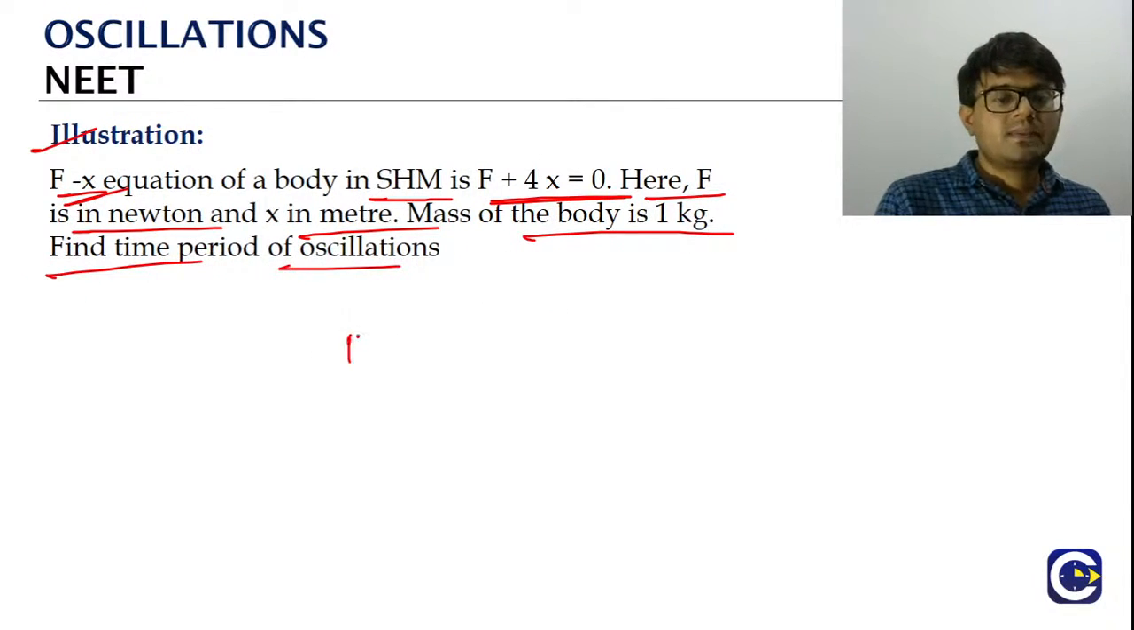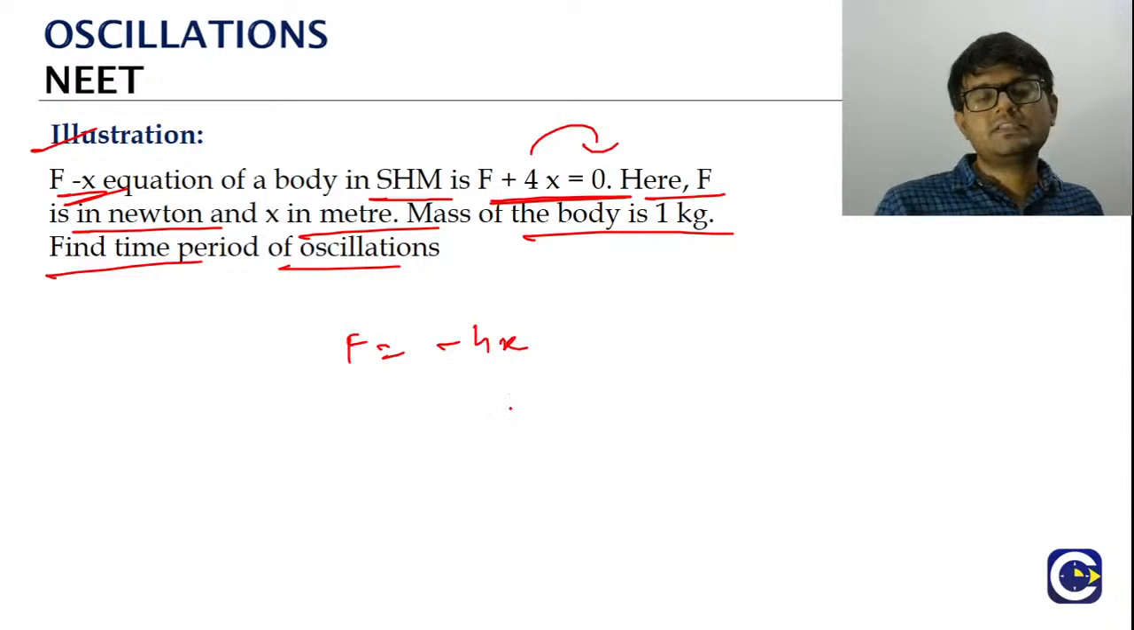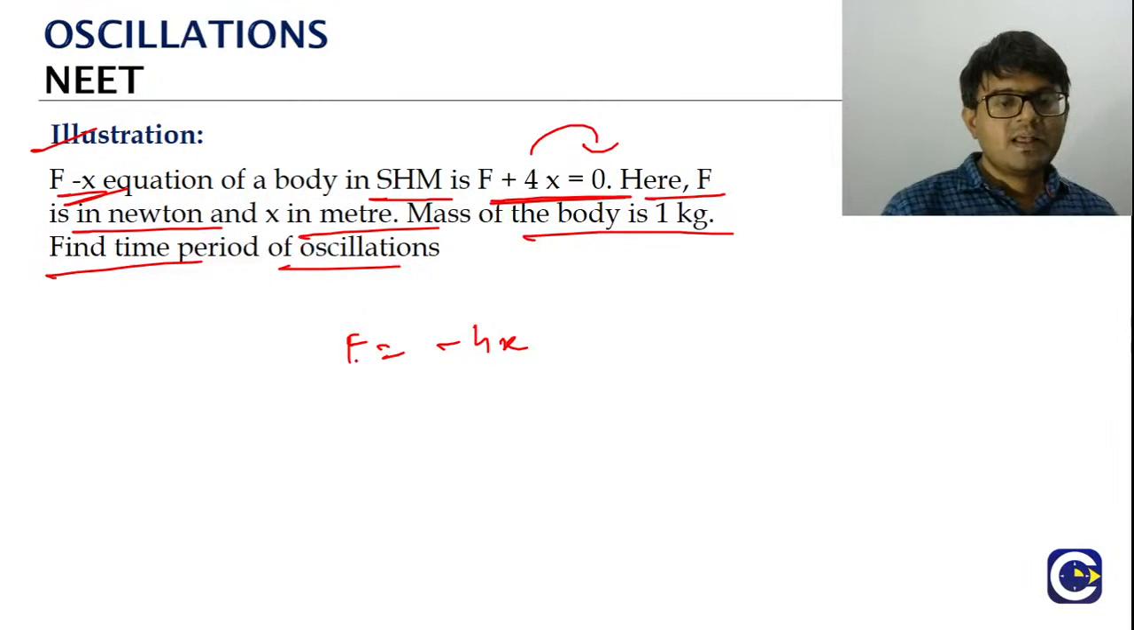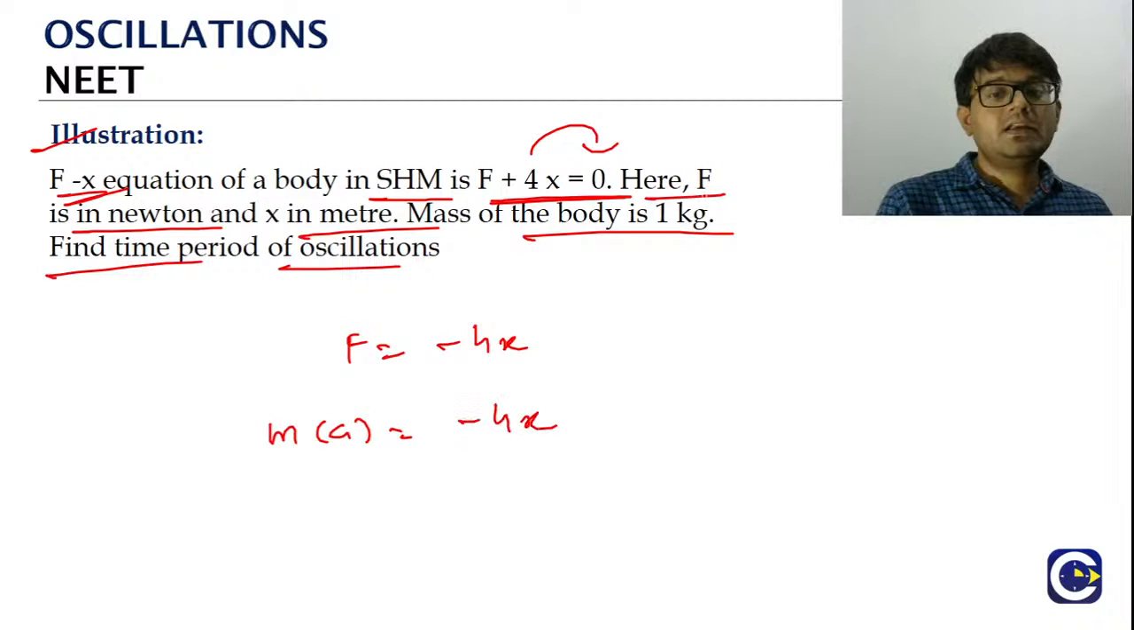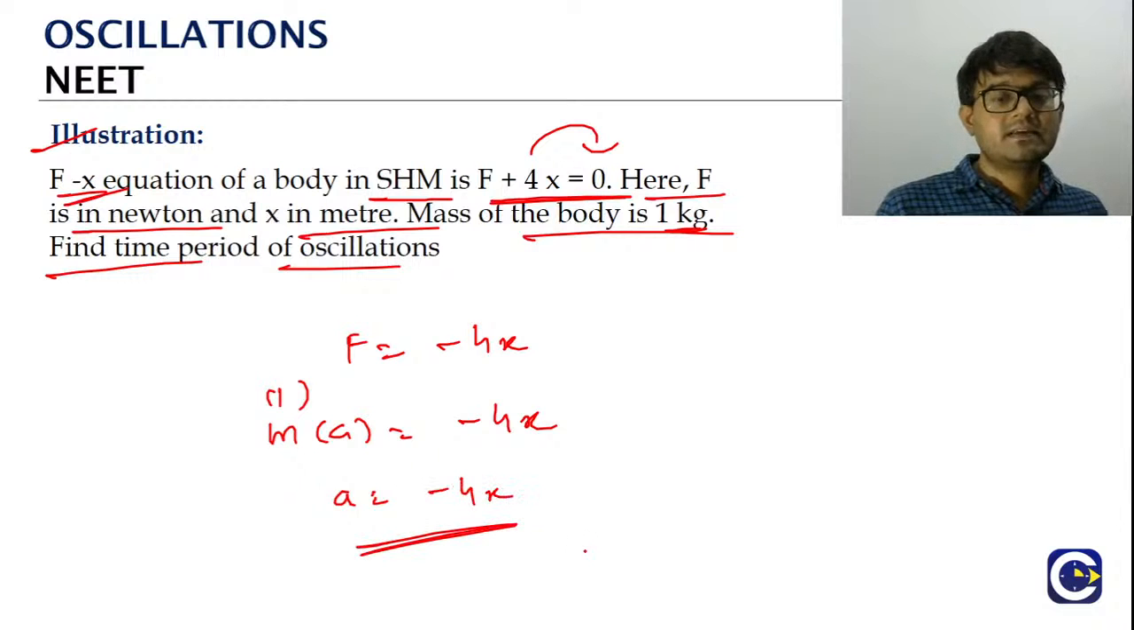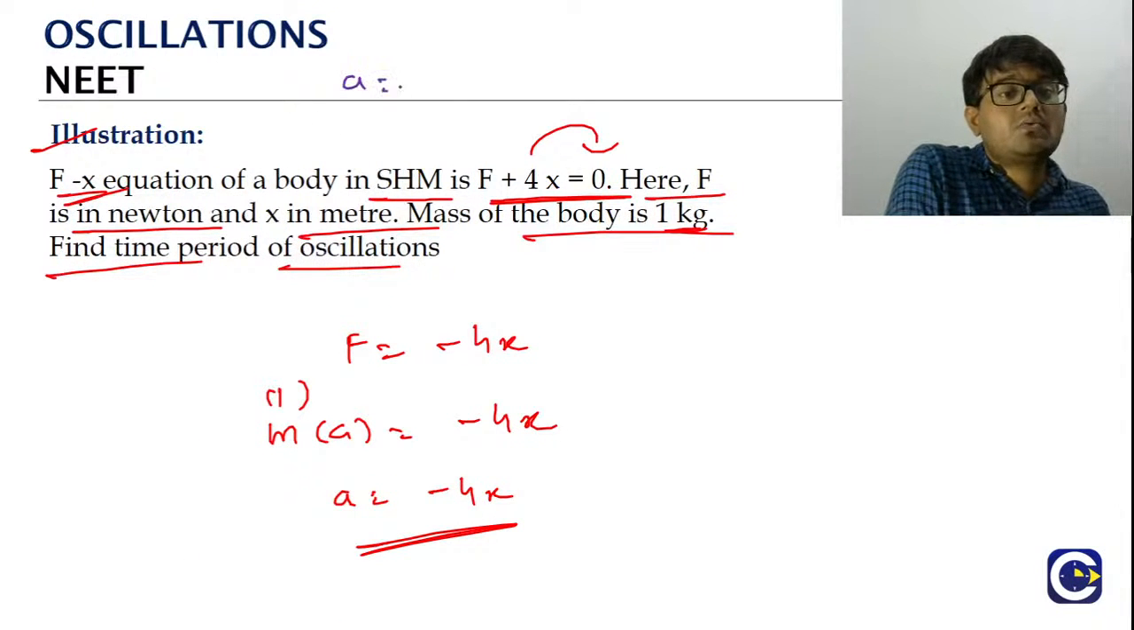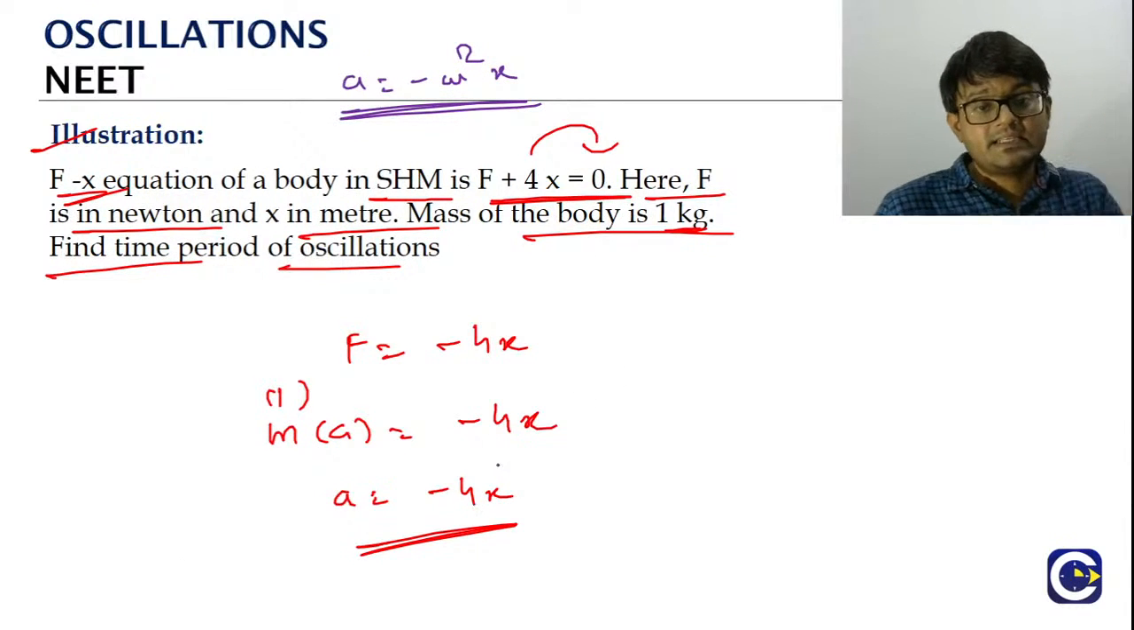We can take this to the right side. What is it? f is equal to minus 4x. F means mass into acceleration. The mass is 1 kg, so it is just 1. Now the acceleration is equal to what? Minus 4x. Compare this with the standard SHM equation. What is the standard SHM equation? a is equal to minus omega square into x, right? Compare and see, it is exactly like that.